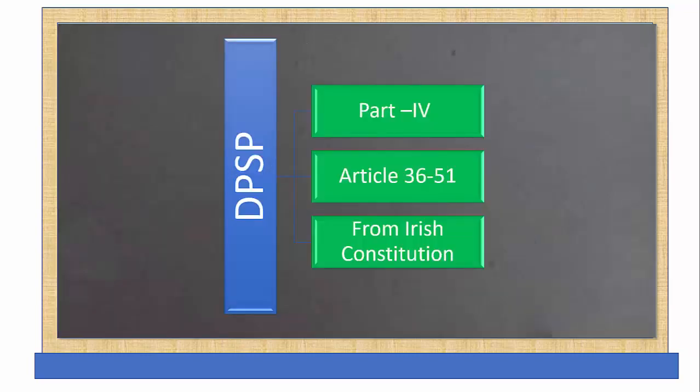Now if I talk about some important facts, first of all you should know that it is inserted in Part 4 of the Constitution itself. It is given in Part 4 from Article 36. As you all know, we talked about Fundamental Rights up to Article 35, so obviously Articles 36 to 51 have been secured as DPSP.